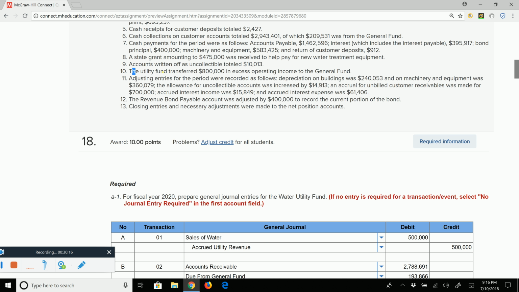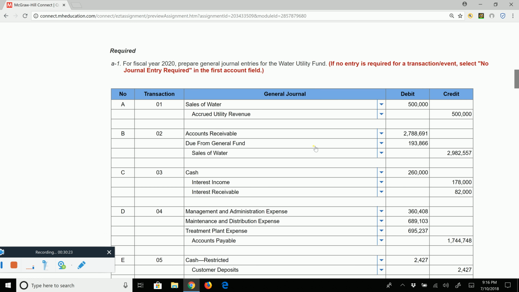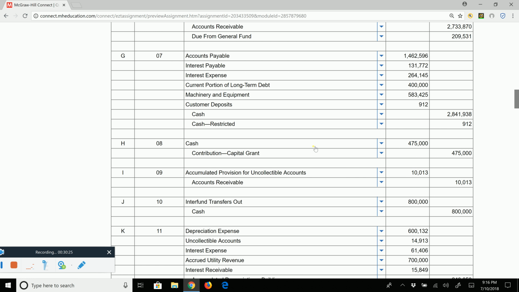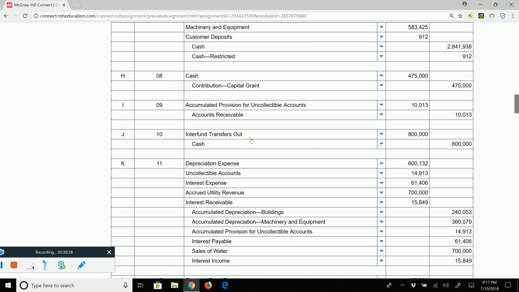Number 10, the utility fund transferred $800,000 in excess income to the general fund. So actually the word was used in the description. We transferred money out. So one thing you have to understand here is proprietary funds don't use the account names called other financing sources and other financing uses. We're simply going to call it a transfer in or a transfer out. In this case, it's a transfer out, which is like another financing use. It will be debited, and we will reduce cash with a credit.